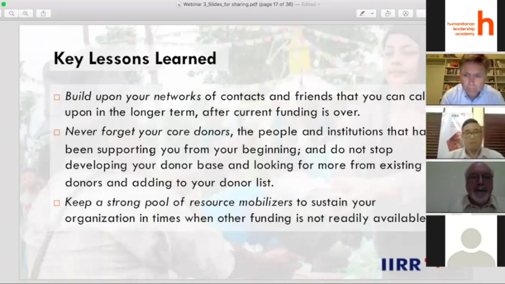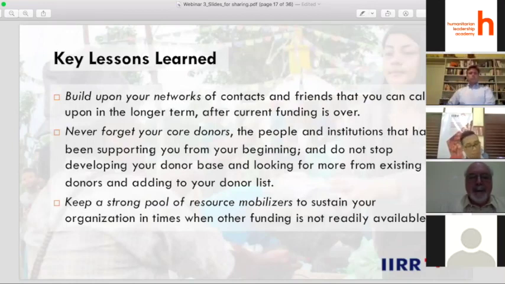Networking, of course, is critical. Building up your networks of contacts and friends, which you can call on in the longer term after current funding is over. Networking is a continual issue. Keep a good database, make sure it's current. Interact with your networks. It's become much easier in this day and age with the internet.